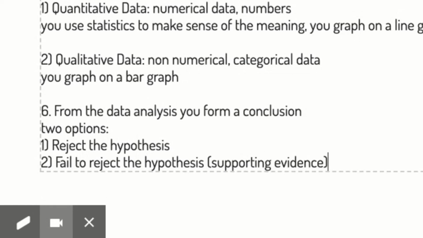And so you would never say, I have just proven that pruning tomato plants means more tomatoes, because you can never prove anything for certain in science. Okay, so you just say, I have supporting evidence to suggest that pruning means more tomatoes. And so I fail to reject my hypothesis.